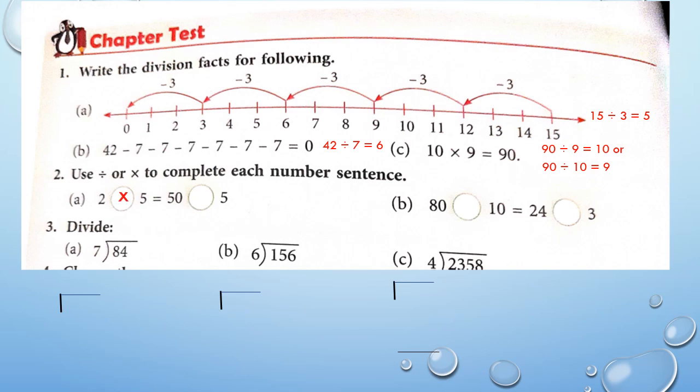Now here we have 50 and 5. We can multiply but then the answer will not be the same. So what are we supposed to do? Division. So 50 divided by 5 is equal to 10 and 2 5s are also 10, right? So the answer should be the same.